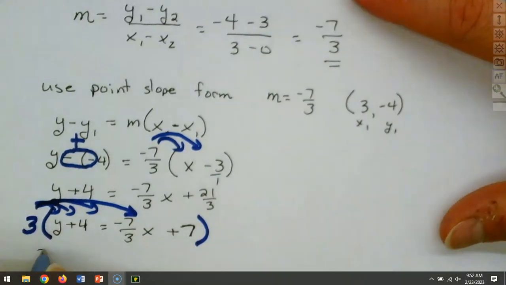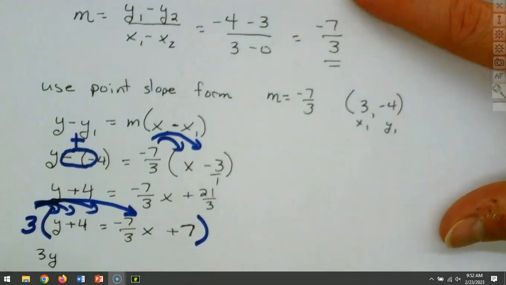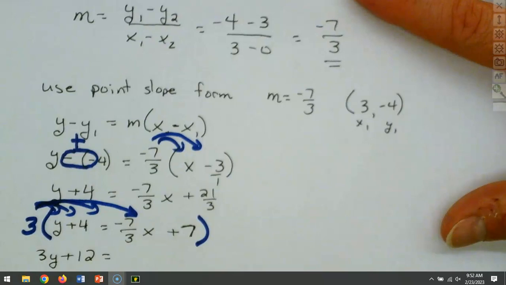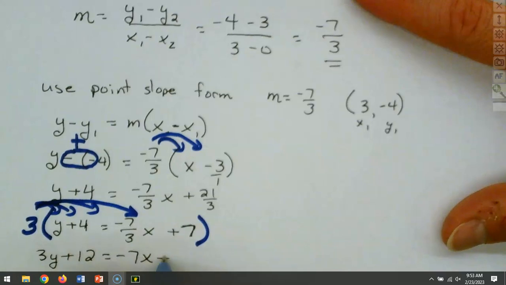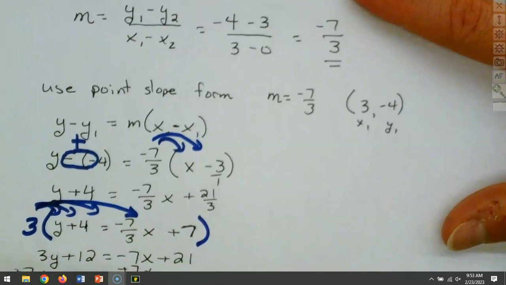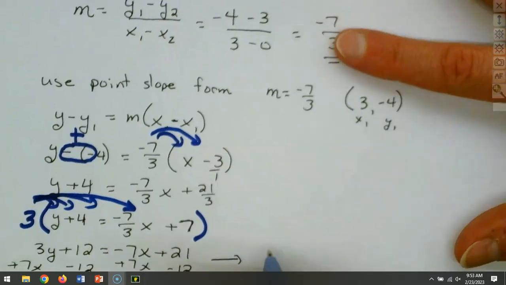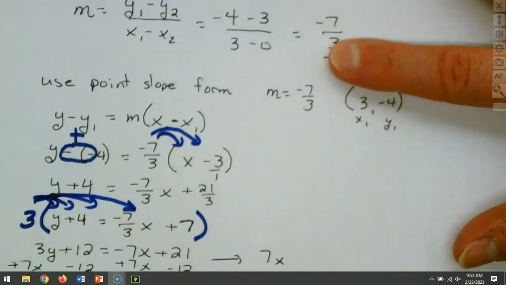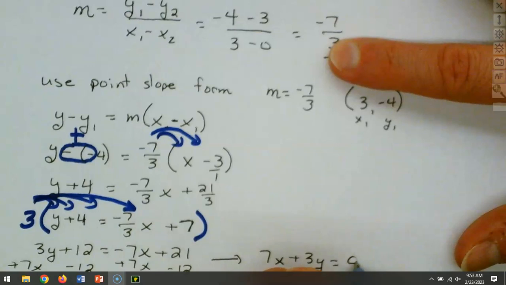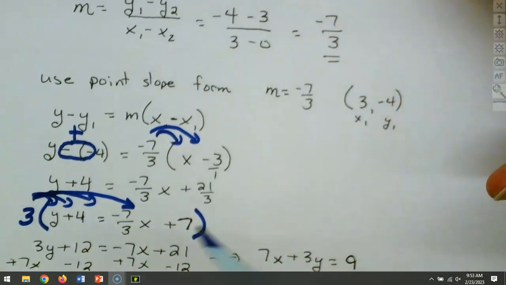So distributing through, we get 3y. 3 times 4 makes it 12, the 3's cancel, -7x there, and 3 times 7 makes it a 21. We'll add our 7x over, and then we'll also subtract off the 12. So let's rewrite it, and this will be our final answer. So my final answer would be 7x plus 3y. We move the 12 over, and positive 21 minus 12 should make it a positive what? Positive 9 here.